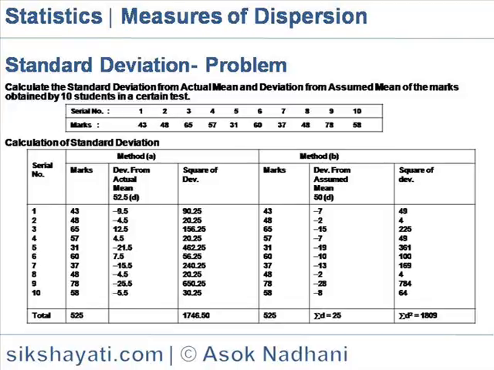Similarly in method B, we have in the first column the marks obtained, and the second column shows a deviation from assumed mean. Here we assume a mean of 50, so we get the deviation from this assumed mean 50, and in the third column we get the square of the deviation from the assumed mean. The last row in the table shows the total of the deviation from actual mean and assumed mean.